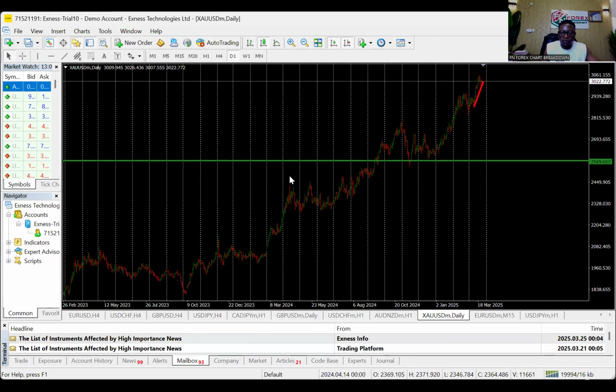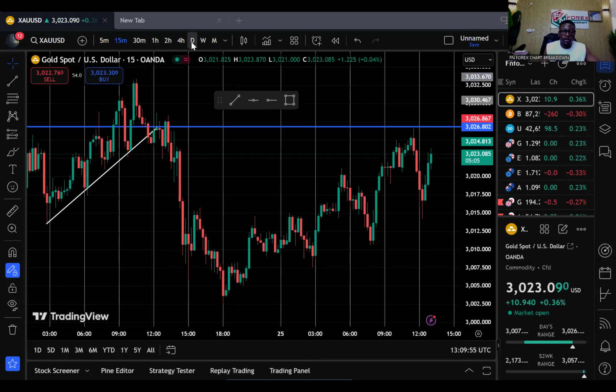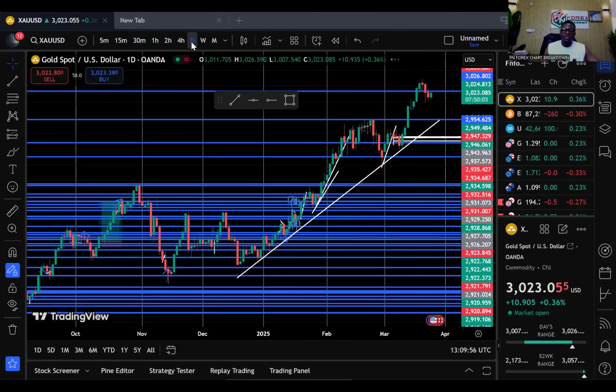If you go to my TradingView, let me just take you back to my TradingView. You see that on my TradingView, the reason why I don't want to use TradingView is because I already have analysis on it. If I go to the daily time frame now, you see that I have this analysis marked on the daily time frame. Some of these analyses you see here are analyses I did last year on this chart, right?